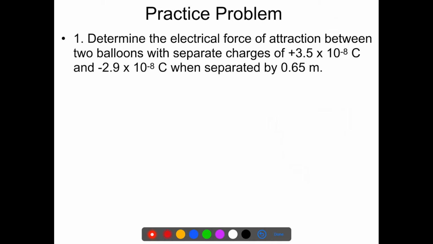So I'm going to move to another. I guess I can do it right here. Let's find the force of attraction between two balloons. So I got Q1 is equal to 3.5 times 10 to the negative 8 coulombs, and Q2 is equal to negative 2.9 times 10 to the negative 8 coulombs.